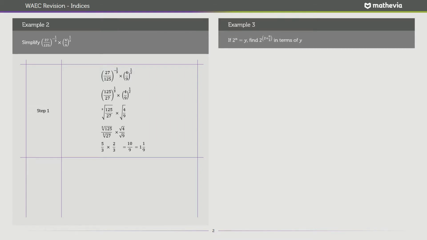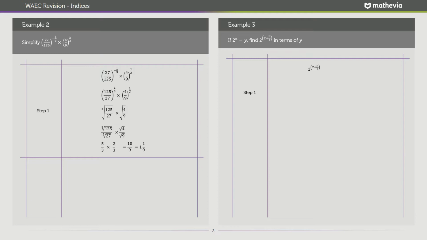Third example. Example 3. Now this looks very interesting. We have to do some reasoning here. It says if 2 to the power of n equals y, find 2 to the power of 2 plus n over 3 in terms of y. Basically we have this very interesting expression, 2 to the power of 2 plus n over 3.